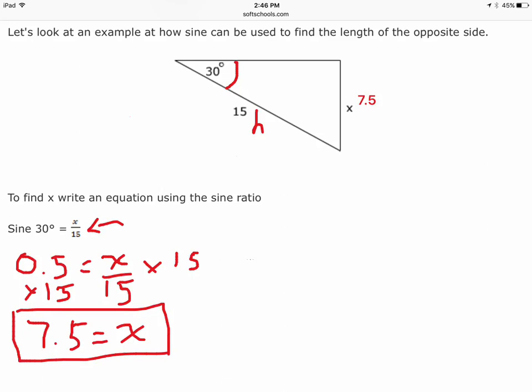Which makes sense if the hypotenuse is 15. That is how you use the sine ratio to find the length of an opposite side of a right triangle.